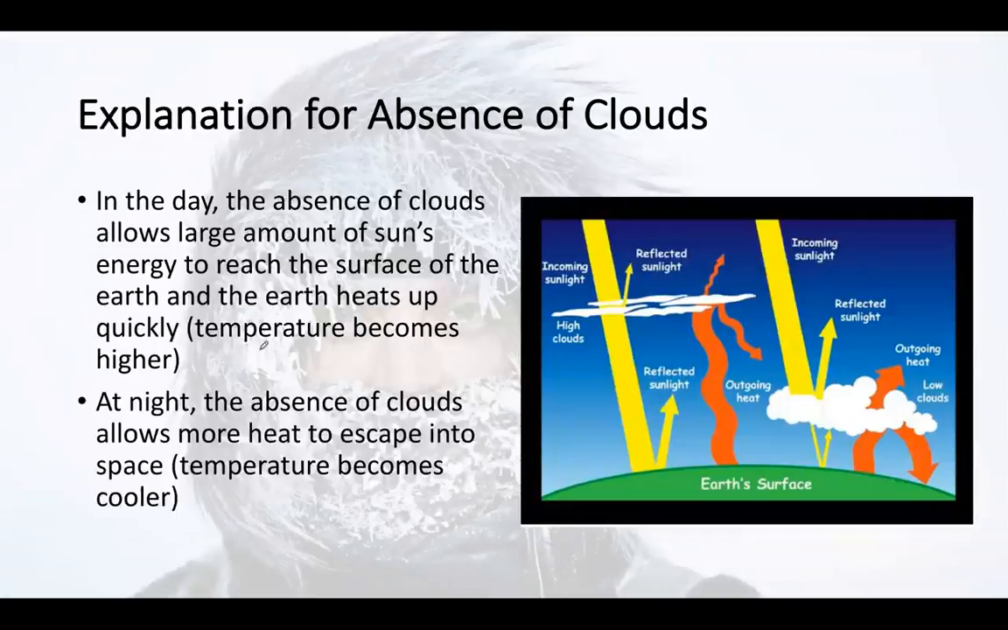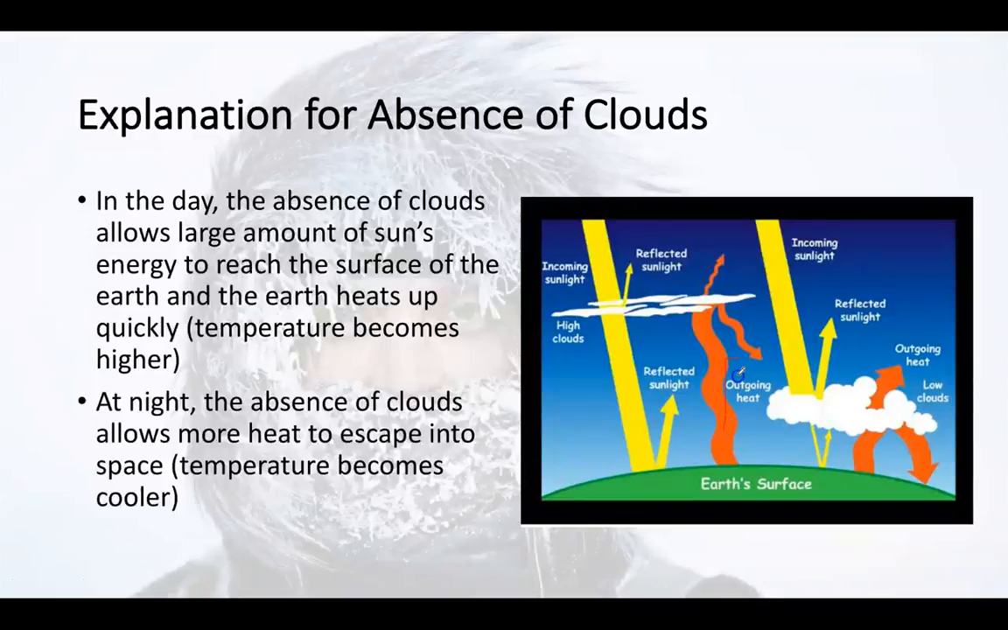That is why during certain times in Singapore you have temperatures up to 38, 39, or sometimes even up to 40 degrees Celsius, making it extremely hot in Singapore. However, at night this is the total reverse. Same thing with the presence of clouds. At night, the absence of clouds allows more heat to escape into space. Temperature becomes cooler in the night time because there is no radiation from the sun itself. In fact, most of the radiation will come from the earth's surface.